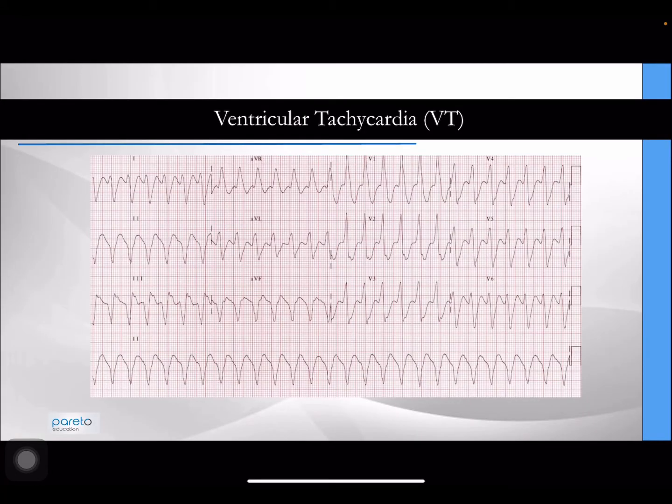The next is ventricular tachycardia, another life-threatening arrhythmia. The most characteristic feature is in lead 2 and the bottom, the rhythm strip, where you have this characteristic tent-like morphology. You can't see any P waves and you can't really see QRS complexes. But it's a very widened rhythm and very characteristic of ventricular tachycardia.